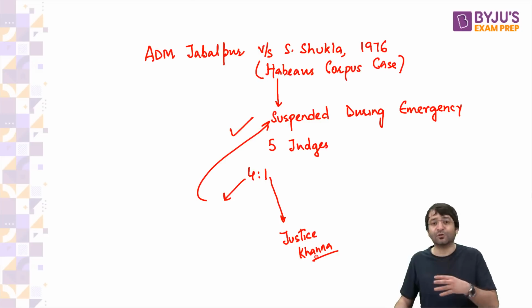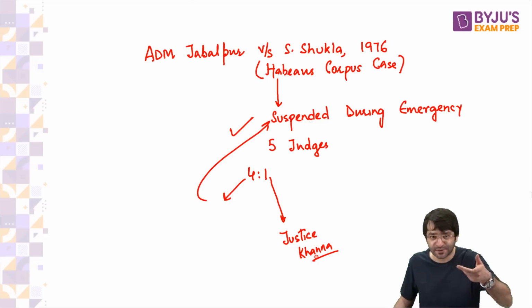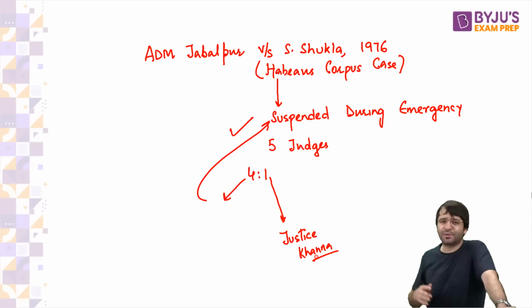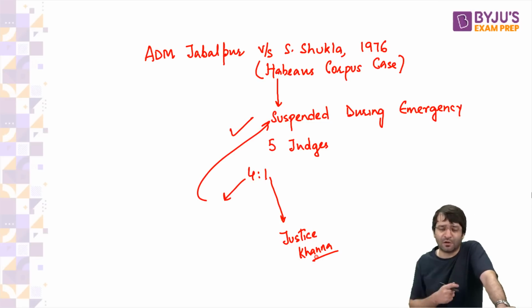And a couple of years ago, this judgment has been overturned. The Supreme Court has said this reasoning, this logic of the Supreme Court in 1976 was wrong. And in legal language, we call it per incuriam. That means this judgment was given in ignorance of the law.